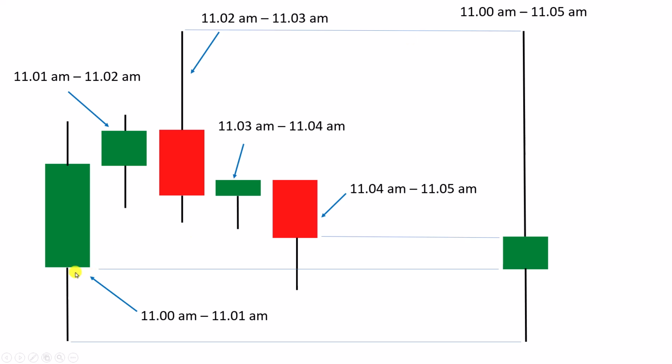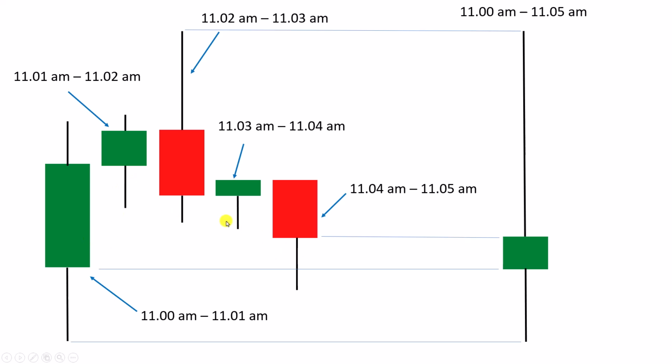Always you have to take the opening price of the first candle. So the opening price of the first candle is this, or opening level is this. So this becomes the opening level. The closing price or the closing level is taken from the last candle. So this is the closing price of the last candle, and this would be the closing price of this 5 minutes candle.